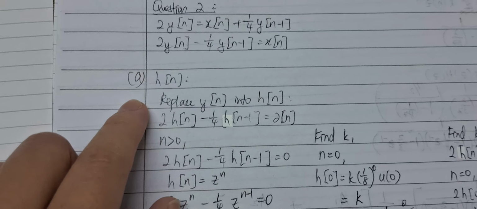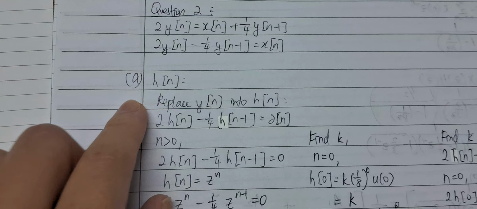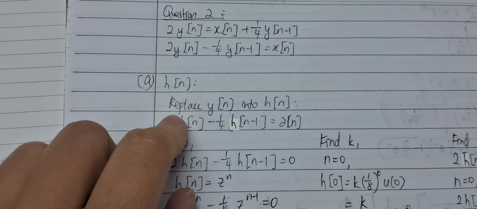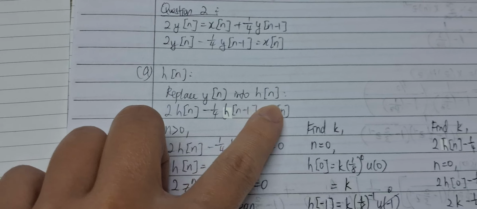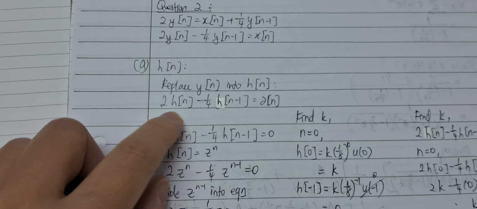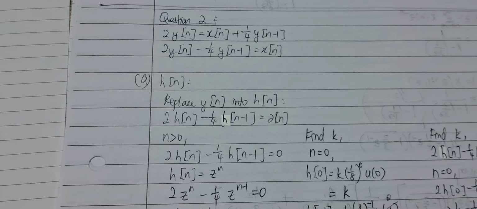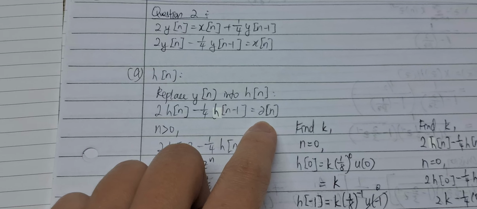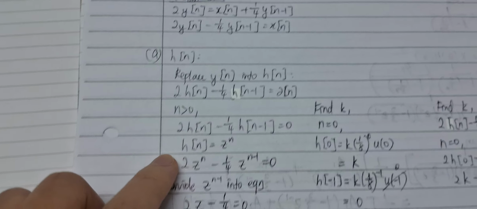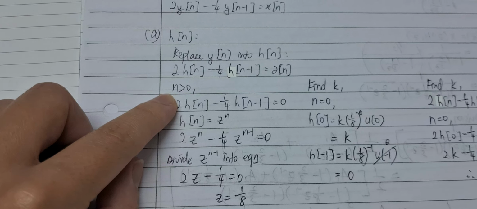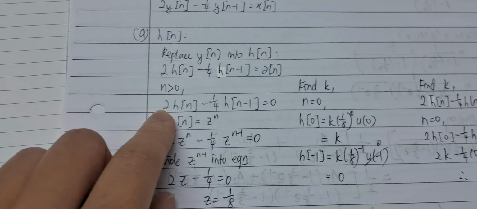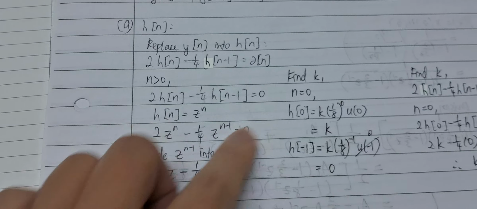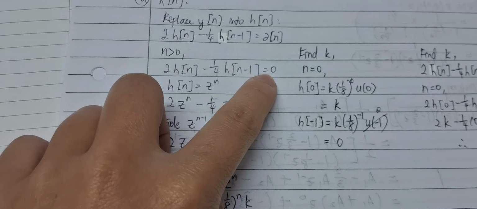After that, for question A, it needs us to find the impulse response h[n]. So we replace the y[n] with h[n]. So we get 2h[n] minus 1/4 h[n-1] equal to x[n], which is delta[n]. So when n is greater than 0, 2h[n] minus 1/4 h[n-1] equal to 0, since delta[n] will be 0.